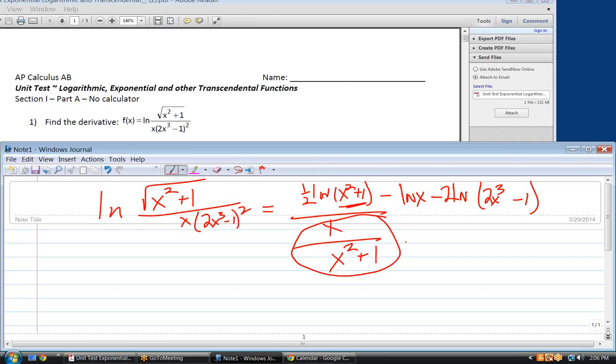Okay, what's the derivative of that? That's just 1 over x. And the derivative of this: we have to take the derivative of the inside, which is 6x squared. So then we have 6x squared on the top, and on the bottom 2x cubed minus 1, and then since it's times 2, it's 12x squared on the top?